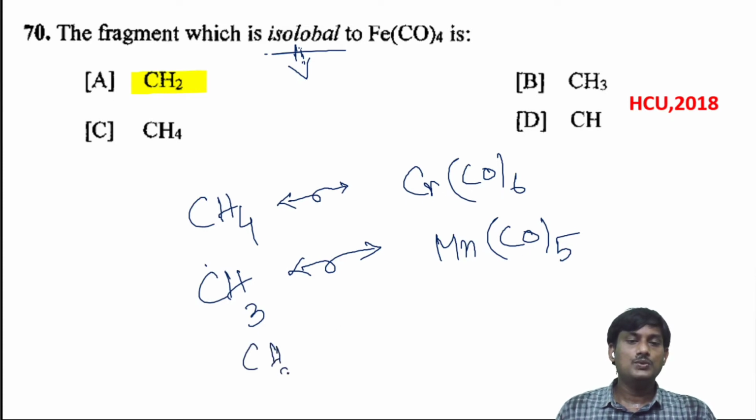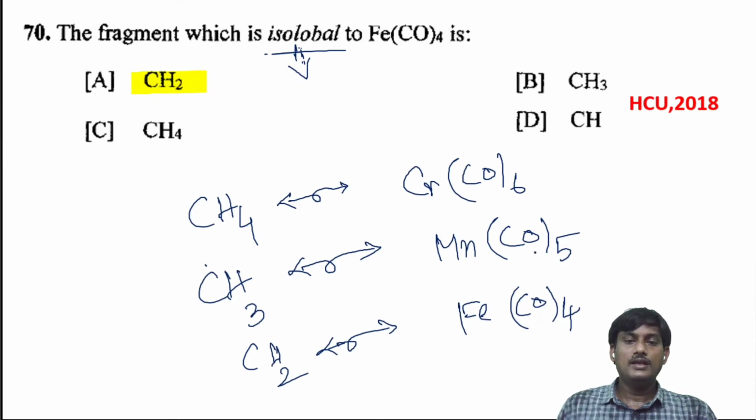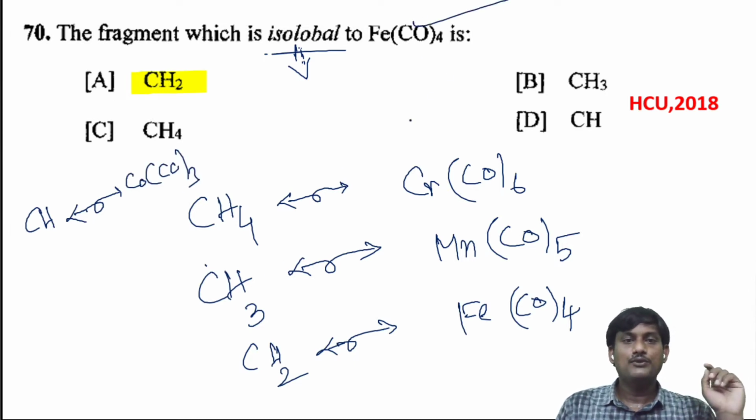And the CH2, this one is Fe(CO)4. And the next one, CH, if you take, this one is isolobal with Co(CO)3. So the isolobal of Fe(CO)4 is CH2.